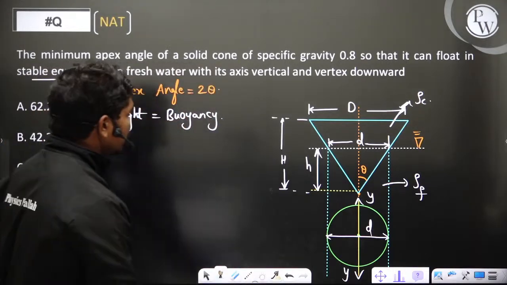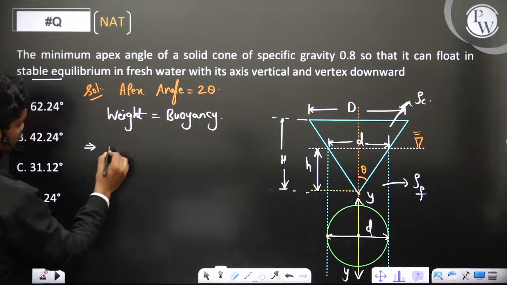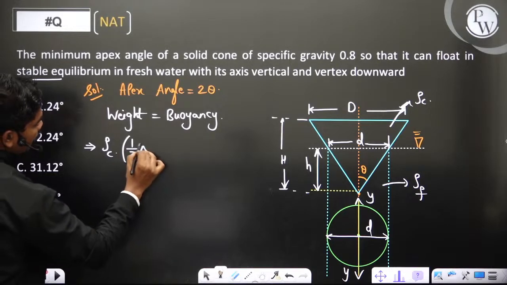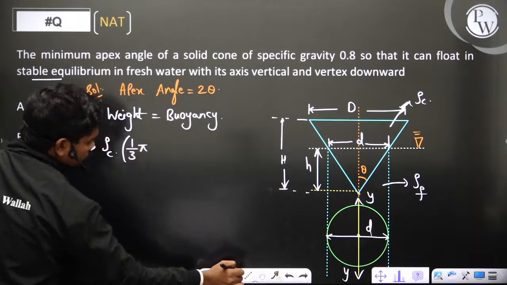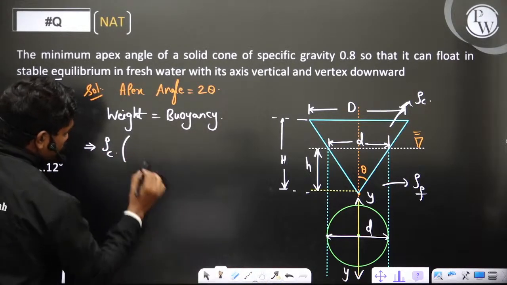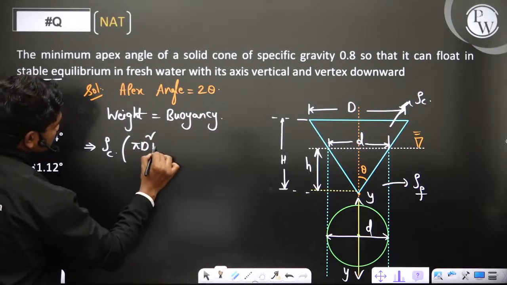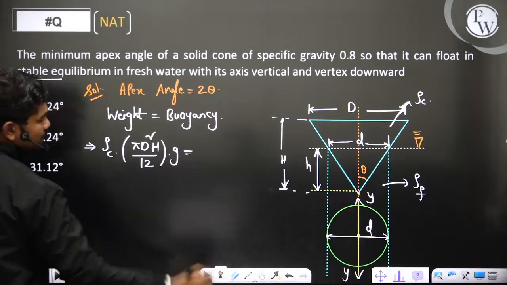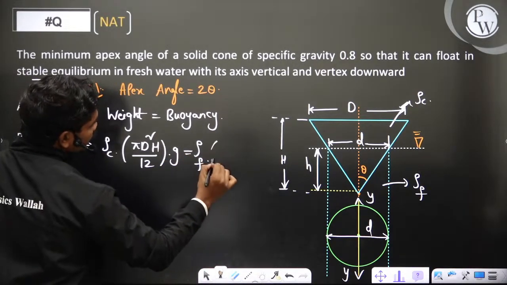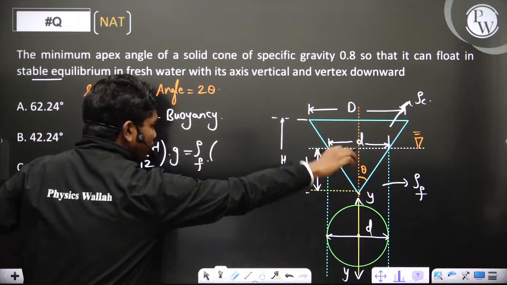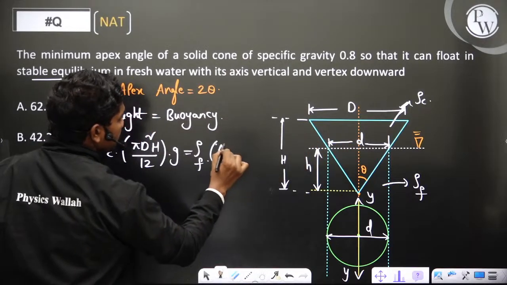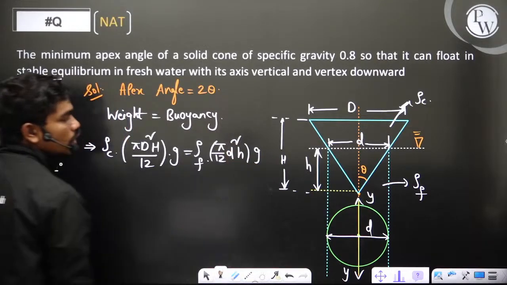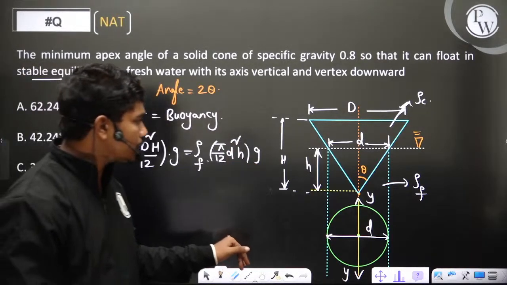Okay, now let us see here weight. What about weight? Density of the cone into 1/3 pi r square, or pi d square by 4, so pi d square h by 12 is the volume, into g actually. So this is same as buoyancy, density of the fluid into... Now if this amount of cone is submerged in water, then pi by 12 d square h into g is what you can have. Yes or no? Is this equation clear to all of you?